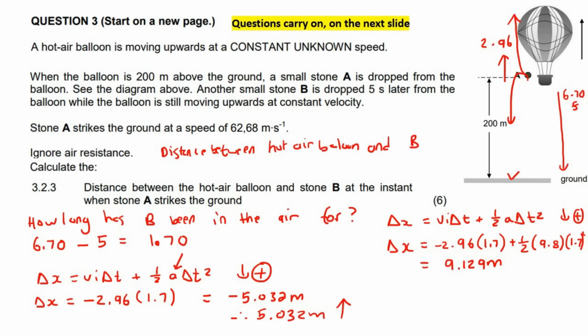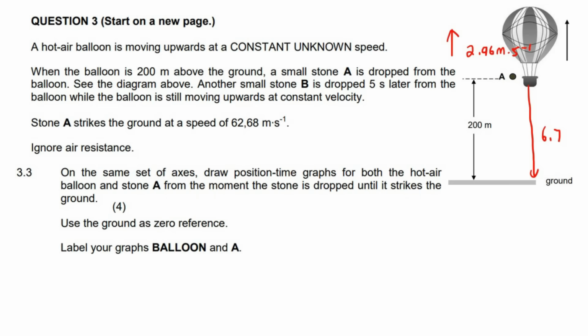Okay, so now the distance between the hot air balloon and B will simply be equal to the 9.129 meters plus the 5.032, because the hot air balloon is going up and the stone went down. If we add that together, we should get 14.16 meters.